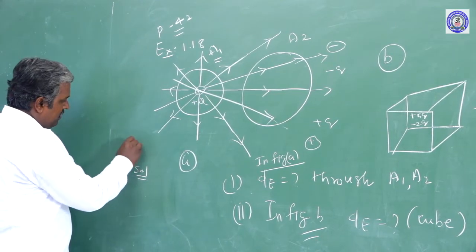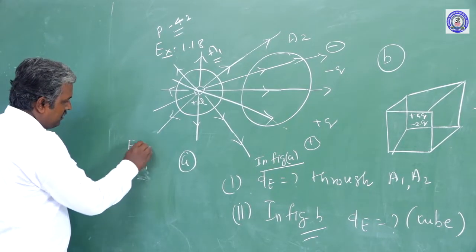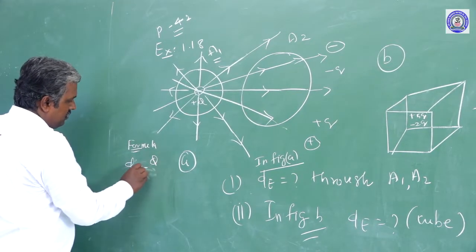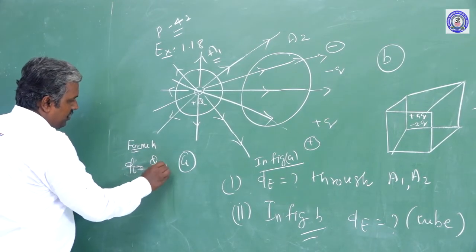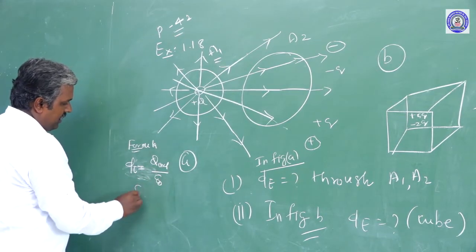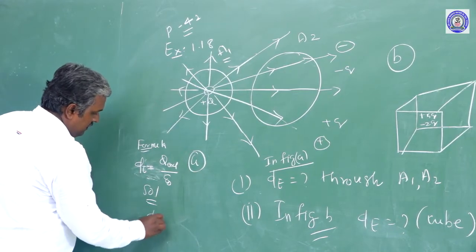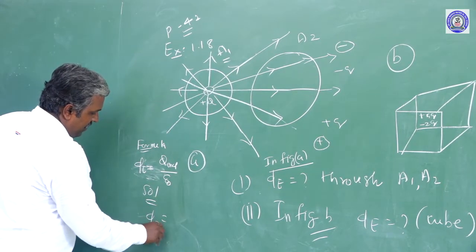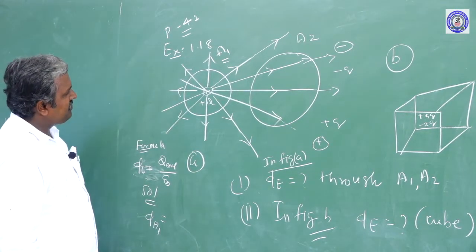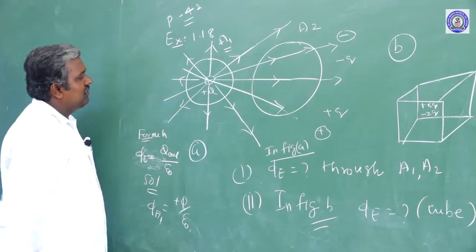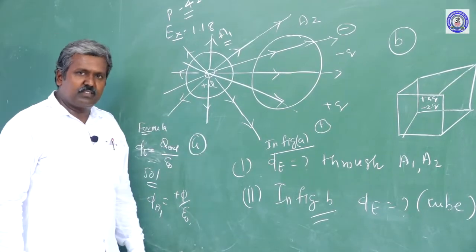Very good. First formula, phi is equal to Q enclosed by epsilon naught. Okay, solution for A1: phi A1 is equal to plus Q by epsilon naught. Flux is positive. Very good, correct.